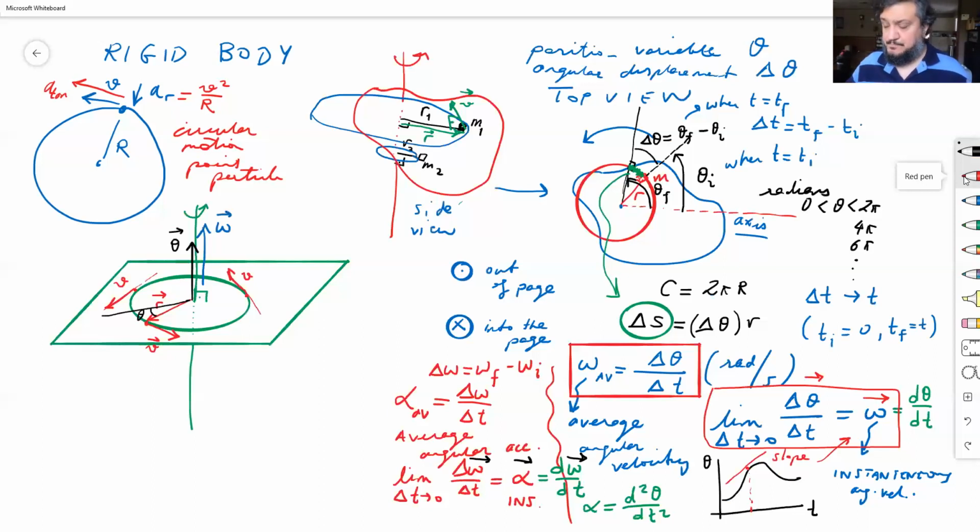But the direction will tell you whether it is speeding up or slowing down. So without changing the direction of rotation in this example here, I still have two options for alpha. It's either pointing downward, sorry, not omega, alpha, or upward.